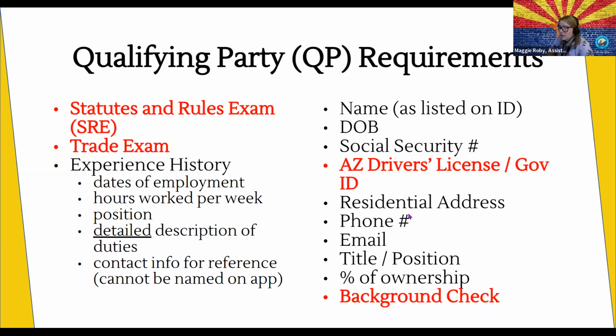The qualifying party is going to be the individual who is listed on the license that is responsible for taking and passing the statutes and rules exam, the trade exam, providing the experience. So that would be either hands-on supervisory work of the scope that they are applying for. The qualifying party also needs to be listed on the application. So that means that we need their name, date of birth, social. We will need a copy of a driver's license or a government ID.